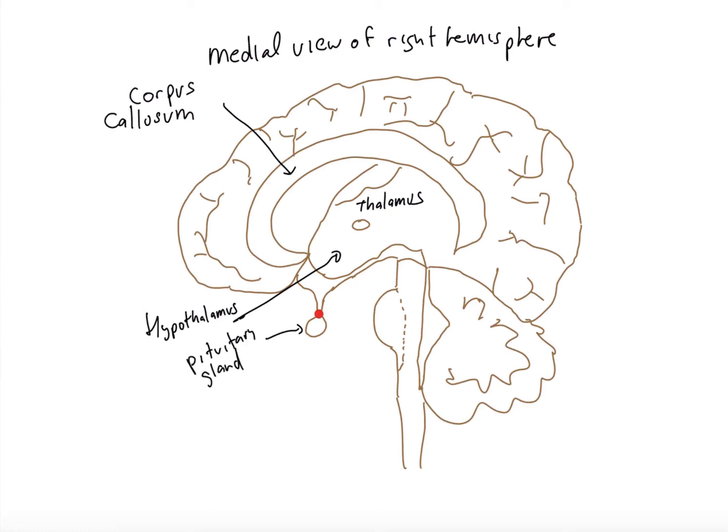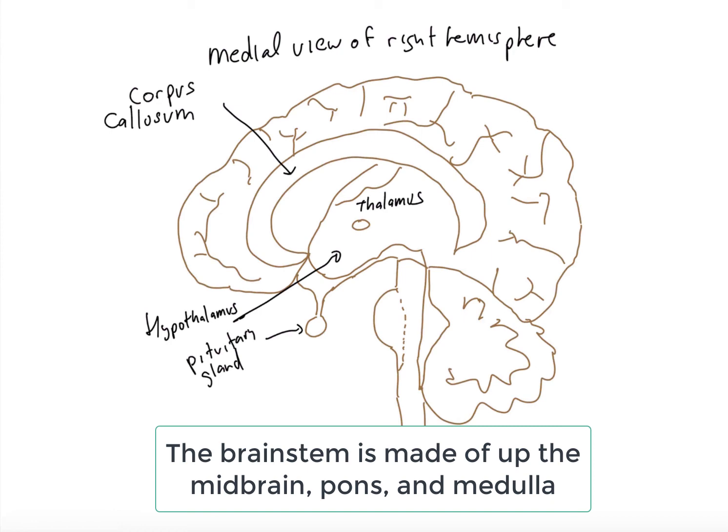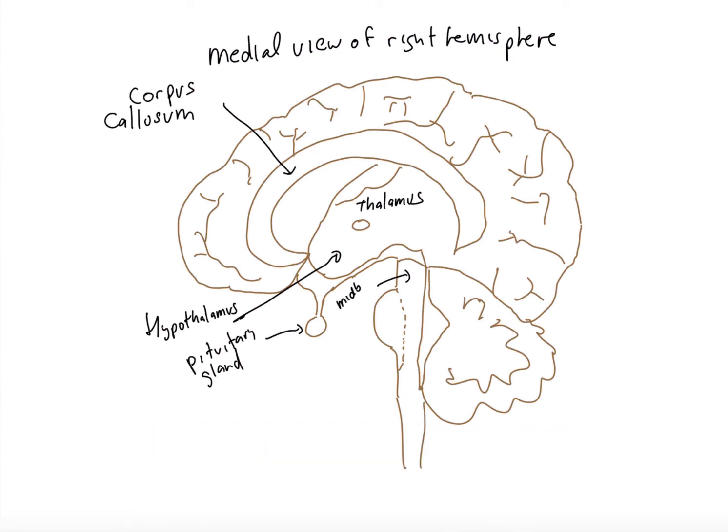The brainstem is next, and that is made up of the midbrain, pons, and medulla. So it's made up of those three parts. And we'll start at the top. The most rostral part of the brainstem is the midbrain, which we're going to label right here. And then below the midbrain, we have the pons. And then below the pons, most caudally, is the medulla. And then the medulla transitions into the top part of the spinal cord, which is the cervical spinal cord.